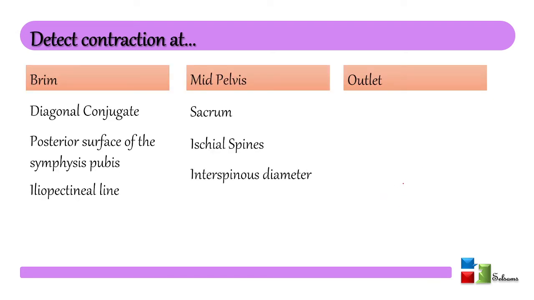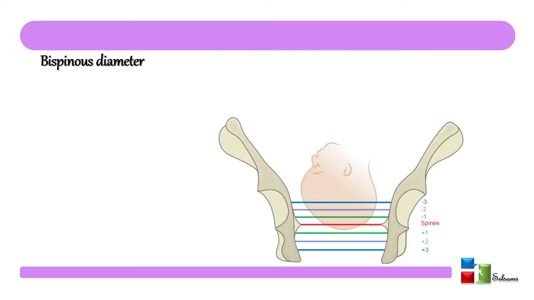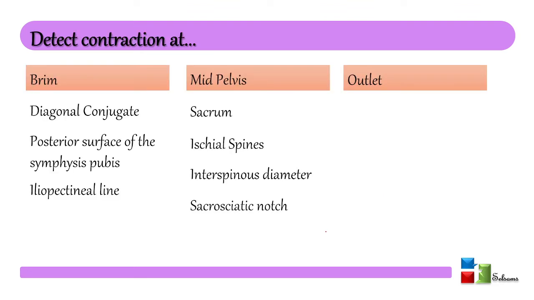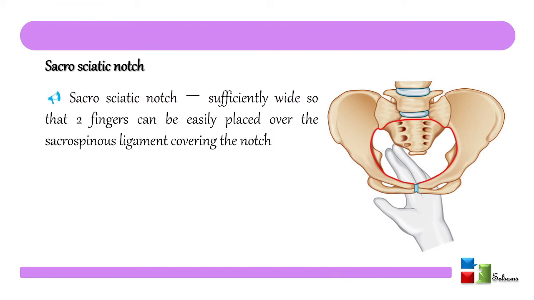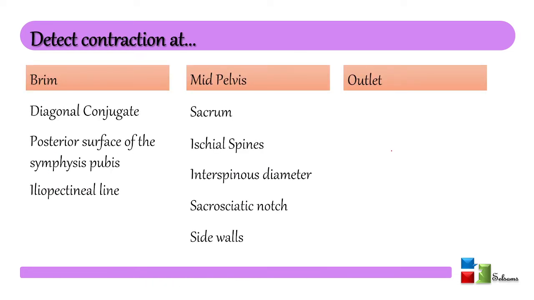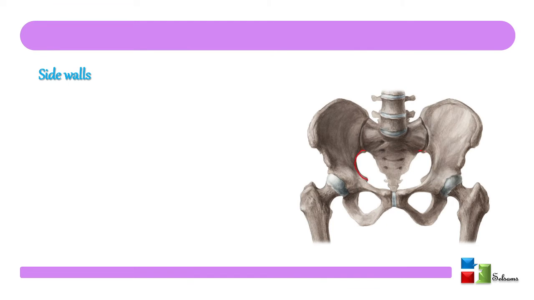So check for the interspinous diameter, which is also called the bispinous diameter. It is nothing but the distance between both ischial spines. This is around 10.5 centimeters. If it is less than 10 centimeters, it indicates a contracted pelvis. Sacrosciatic notch. This is the sacrosciatic notch, where it admits two fingers. This will tell whether the posterior part is normal or not, and check the side walls, whether they are normal, otherwise narrow.